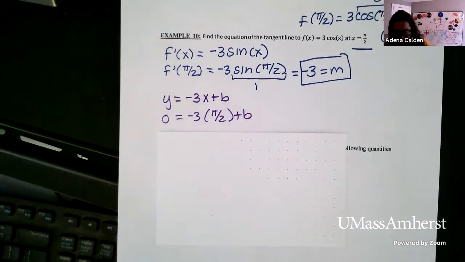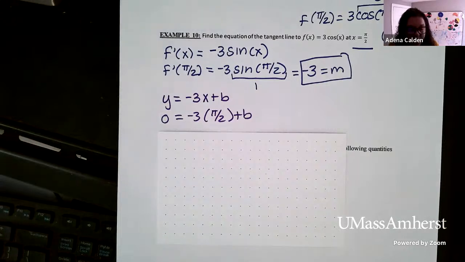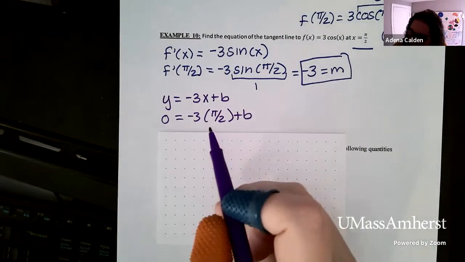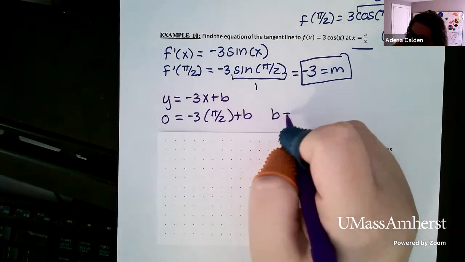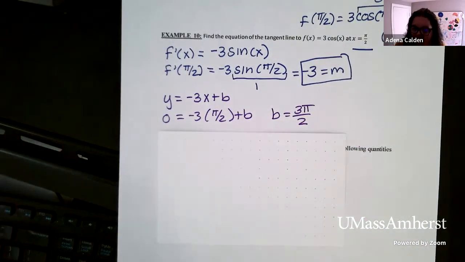I do want to give you another word of caution here. You do want to leave this as pi. If you turn it into a decimal, it's no longer accurate. It becomes an approximation. So we want to leave things in terms of pi so that they are exact. So to solve for b, I take negative 3 pi over 2 and I add it to the other side. So b equals positive 3 pi over 2.